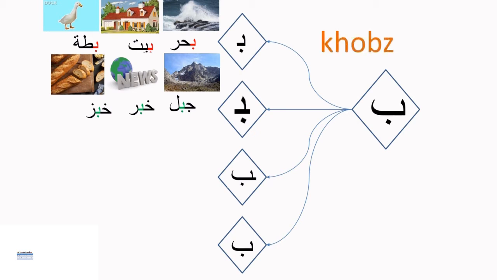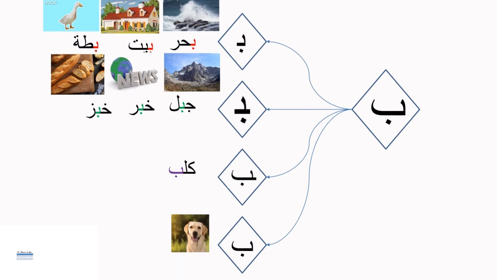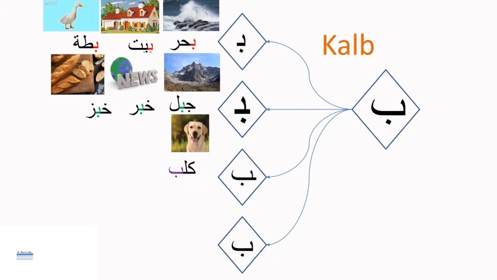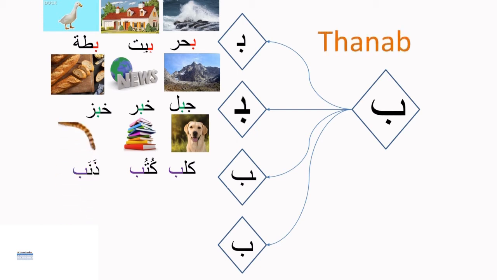Now let's see if ba is at the end of the word and connected to the previous letter. We have kalb. Kalb means a dog. Kutub. Kutub means books. We have kitab, and the singular of that word is kitab, and the plural is kutub. This is how we write it. And we have dhanab. Dhanab means a tail, any tail.